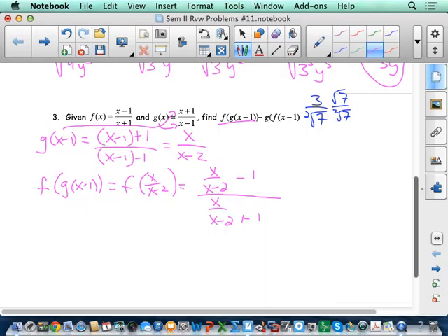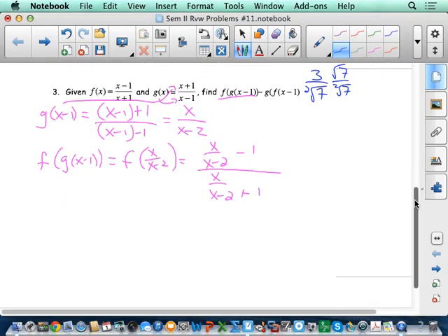To simplify the complex fraction, there are 2 methods. One is we could simplify the numerator, simplify the denominator, and then divide fractions by taking the reciprocal of the denominator and multiplying. The easier way is to multiply the numerator and denominator by the least common denominator of all 4 terms. What if you change the 1s to x minus 2 over x? You could. That would be the first method. But the second method is actually easier.